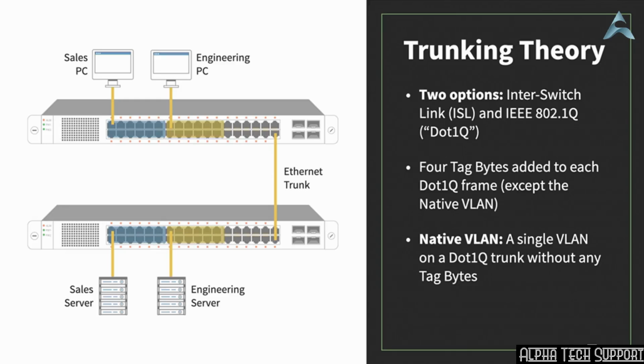So again, a native VLAN is on a .1Q trunk, not on an ISL trunk, and it does not have any tag bytes added. And that's a look at how we can send traffic for multiple VLANs over a single connection using an Ethernet trunk.